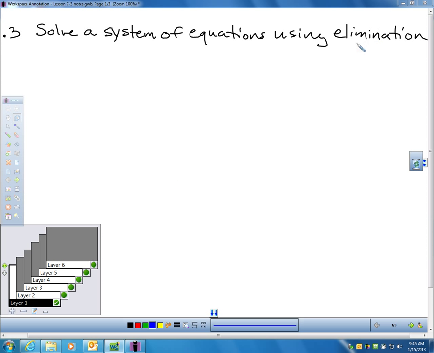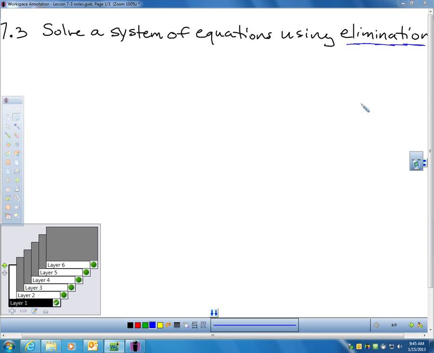Remember, there's three methods that we needed to learn to solve the system. The first one was graphing. We did that a few days ago. Two days ago, we worked on substitution, or watched a video on substitution, which is the second method to solving a system. The third method is basically called a process that's called elimination.